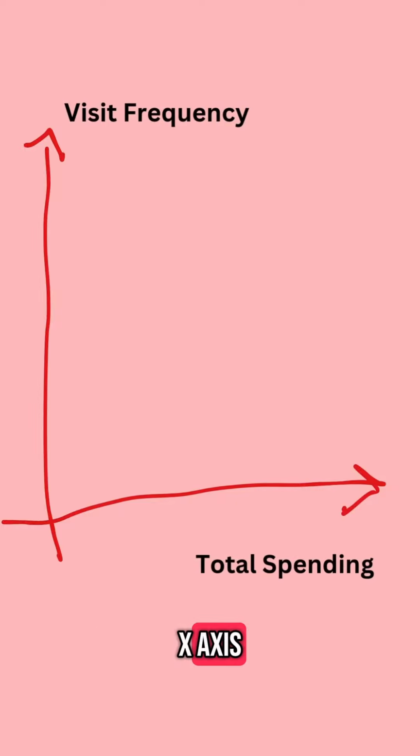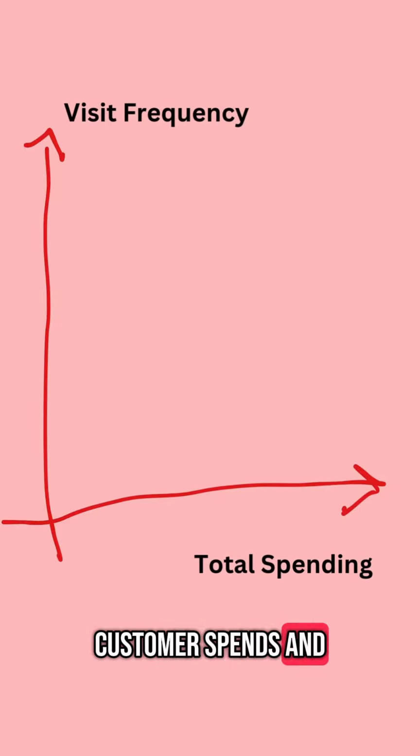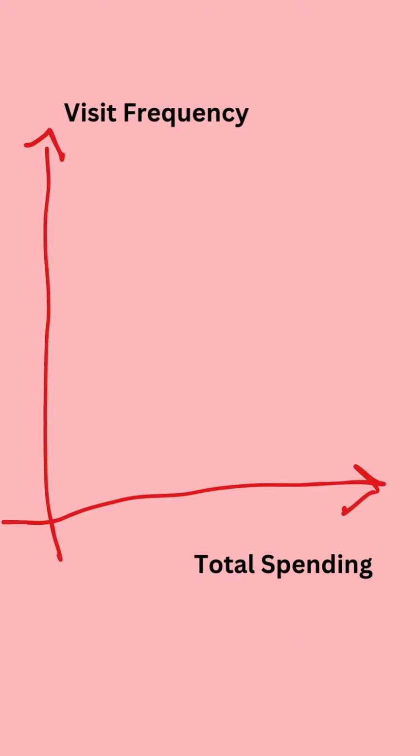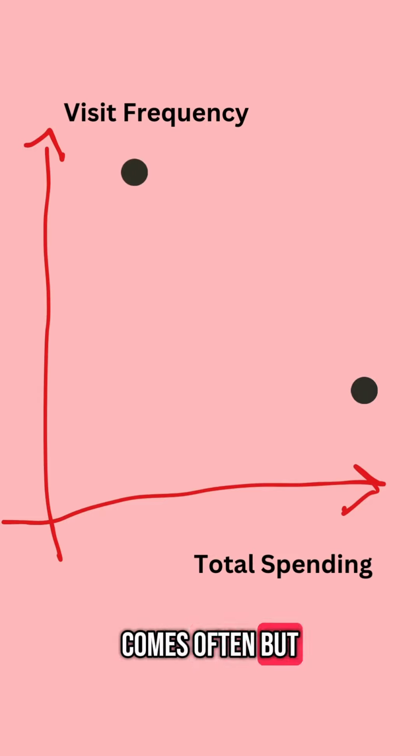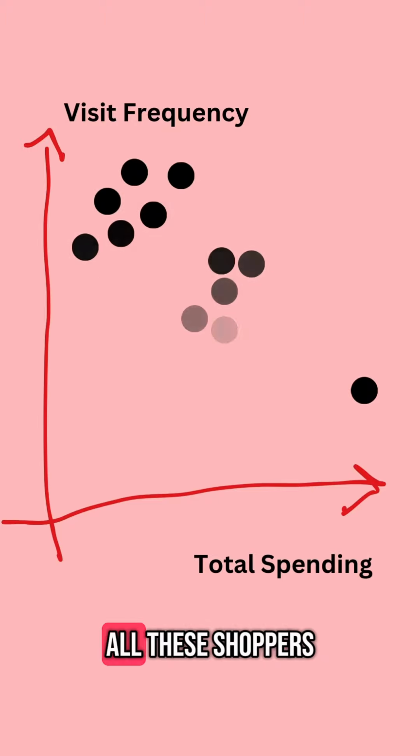Total spending on the x-axis, that's how much a customer spends, and visit frequency on the y-axis, that's how often a customer buys. Each dot represents a shopper. Here's one customer who comes rarely but when they come, they spend big. And over here, another customer who comes often but spends less per trip. So we have all these shoppers.